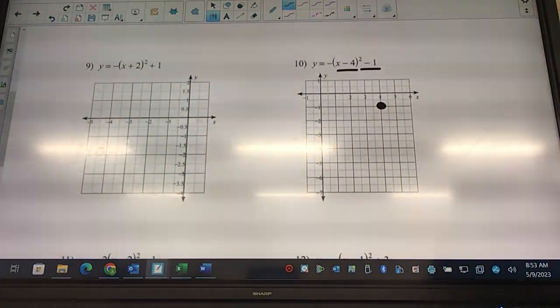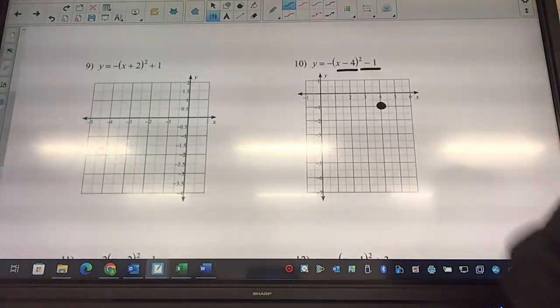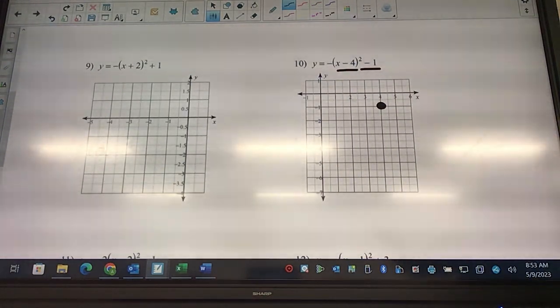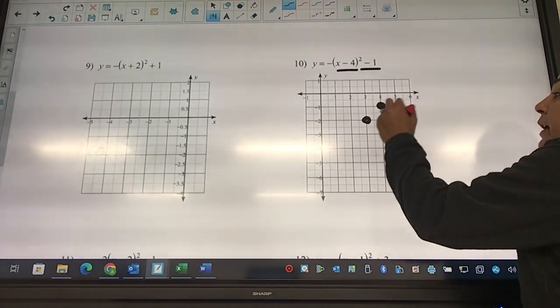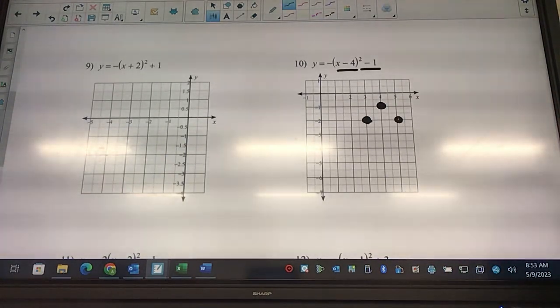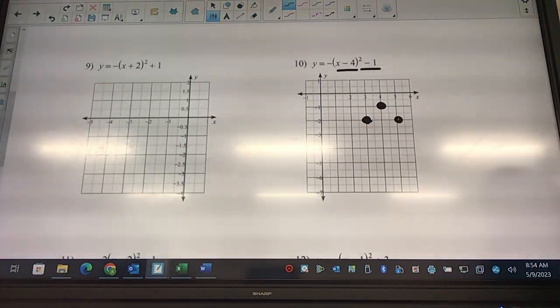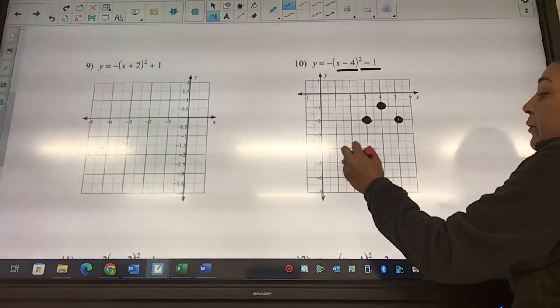Okay? So, the negative, all it does is take the graph from going this way to this way. Okay, so instead of going up 1 over 1, we're going to go down 1 over 1. Down 1 over 1. Okay, instead of going up 4, we're going to go what? Down 4. Okay, so 1, 2, 3, 4 over 2.